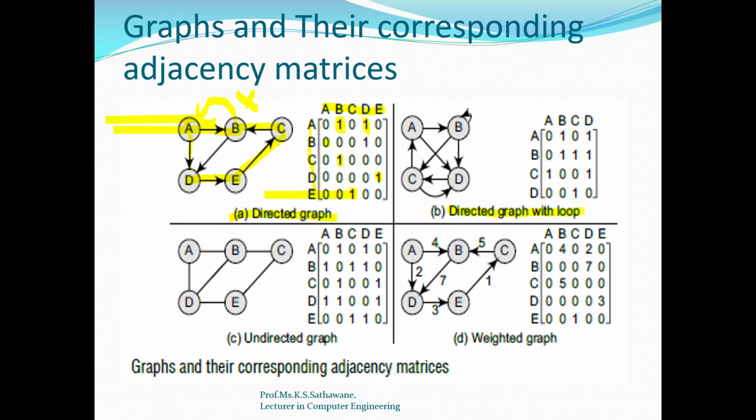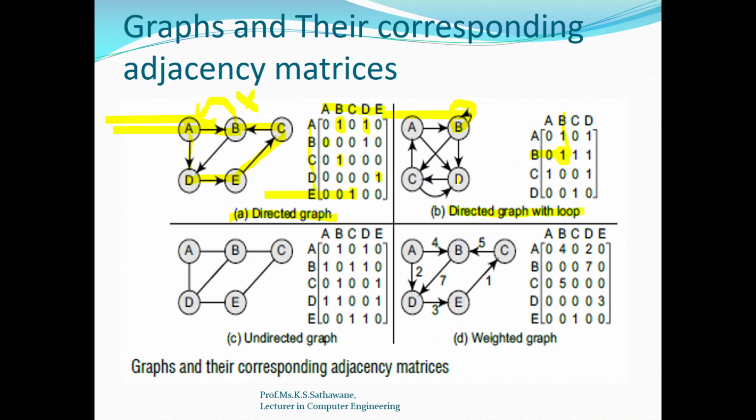If you see a directed graph with loop, means there exists a loop from B to B. So if there exists a loop from B to B or any vertex to any vertex, then corresponding entry will have 1. Like Bth column and Bth row will have 1 in it.